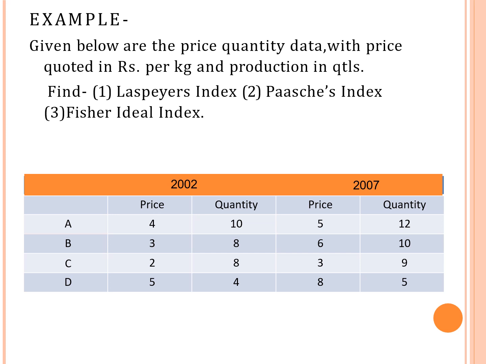Let's see a simple example. Given below are the price quantity data, with price quoted in rupees per kg and production in quantities. Then find Laspeyres' index number, Paasche's index number and Fisher's index number. So here, given are the price in 2002 and quantity in 2002, and price in 2007 and quantity in 2007.